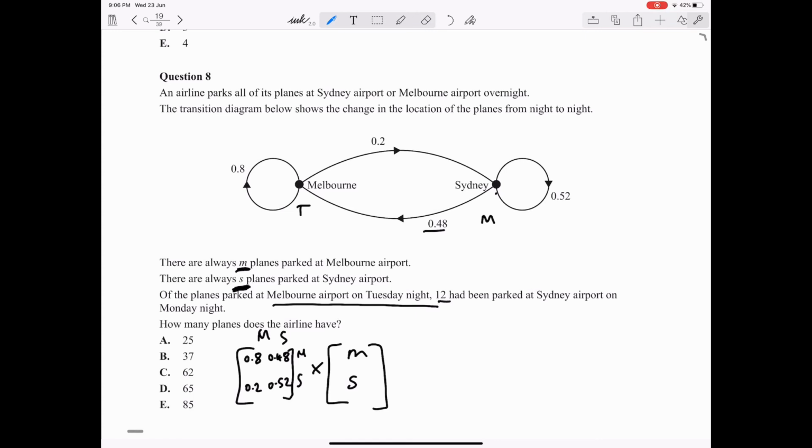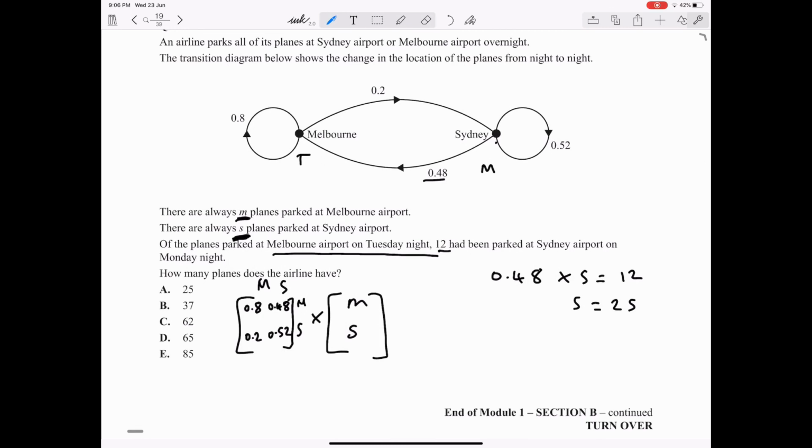So it's saying that 12 were parked at Sydney Airport on Monday night, and these 12 planes moved to Melbourne Airport on Tuesday night. So that's suggesting that 48% of the planes at Sydney Airport would have been 12. So 0.48 times the total number of planes at Sydney Airport would be 12. So if you do that on your calculator, you'll find the number of planes at Sydney Airport each night. 12 divided by 0.48 gives you 25. So we know there are 25 planes at Sydney Airport each night.